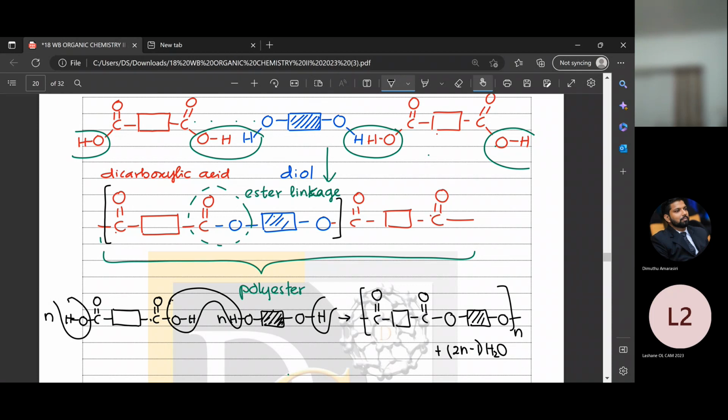This is called the polymerization reaction. On the top it's just a representation of how it happens. The bottom is a polymerization thing.